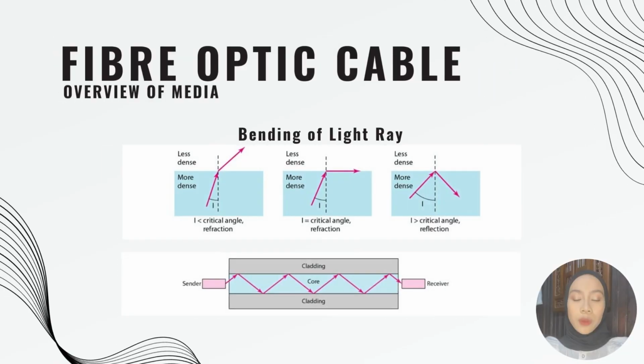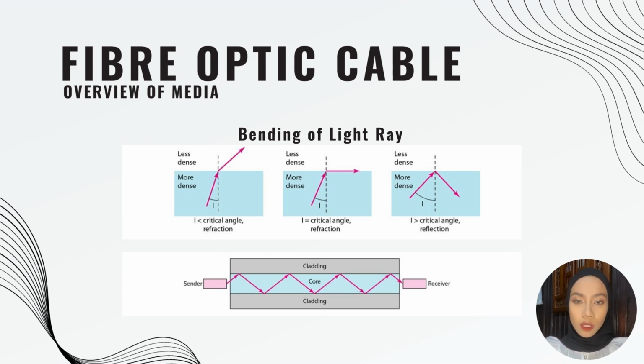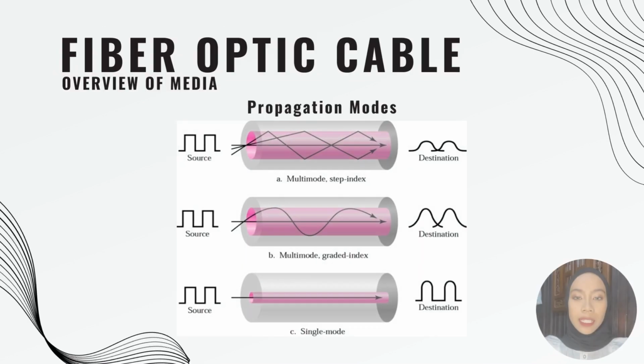This is how the light ray bends. Fiber optic cable is actually composed of two layers of glass, which are core and cladding. The function of the core is to carry the actual light signal, and the cladding is a layer of glass surrounding the core. The cladding has a lower refractive index than the core, so it causes total internal reflection within the core. The fiber optic cable is divided into two propagation modes, which are single mode and multi-mode.